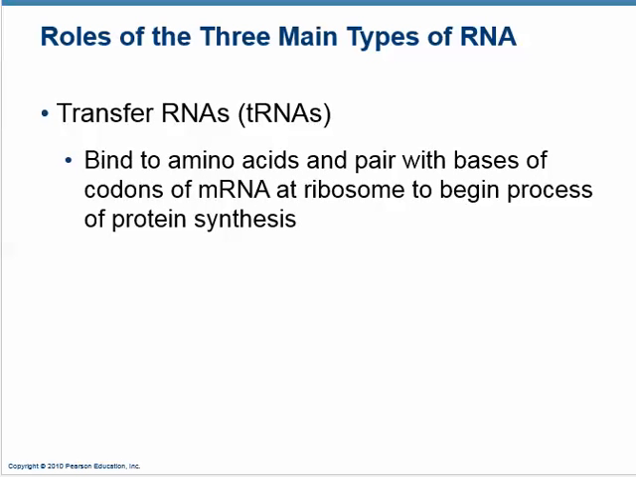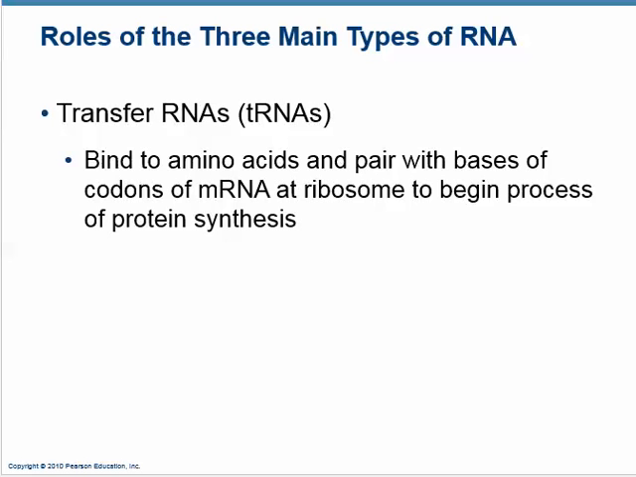Now, there's also a type of RNA called transfer RNA. And what transfer RNA does is that it picks up free amino acids, and it is the code for that amino acid to line up with the corresponding codon on the messenger RNA.